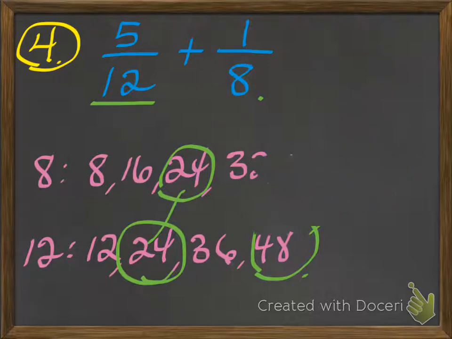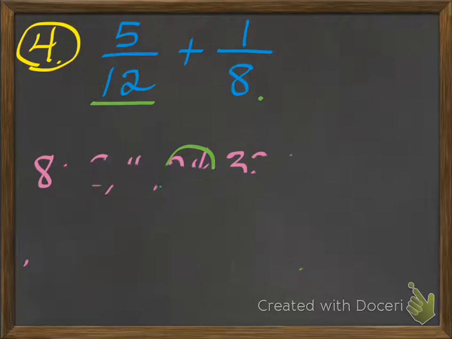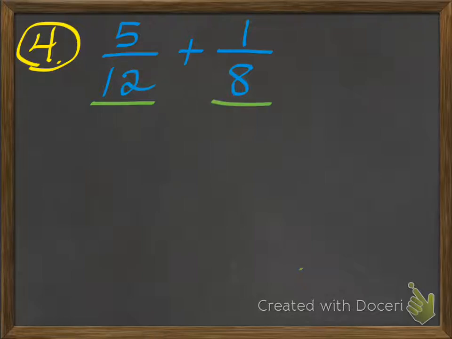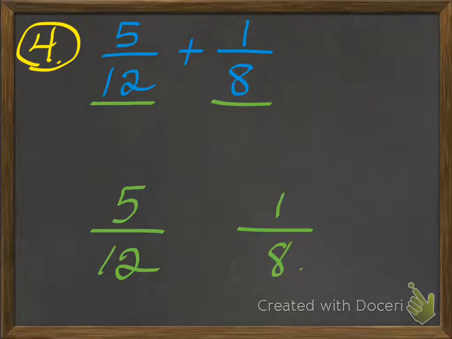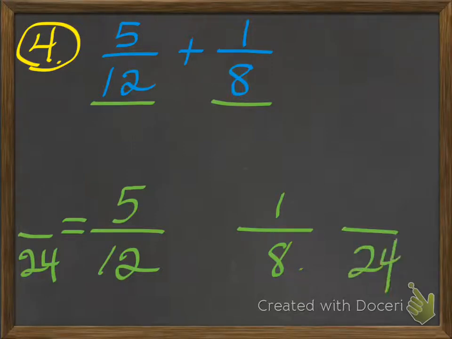I could have used 48, but I think I'll go ahead and use 24 instead. Hope that's not confusing. You could use different multiples, but I want to use the one that's the closest, the least common multiple, and then I'll have to do less simplification at the end. So I'm going to change 5 twelfths to 24ths and 1/8 to 24ths. I just have to find out how many 24ths.